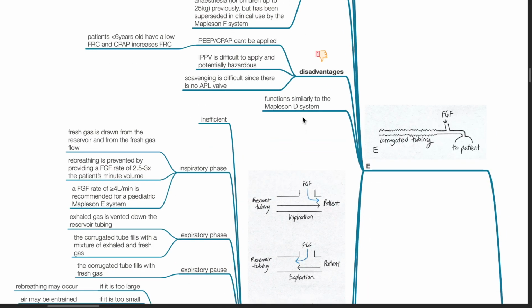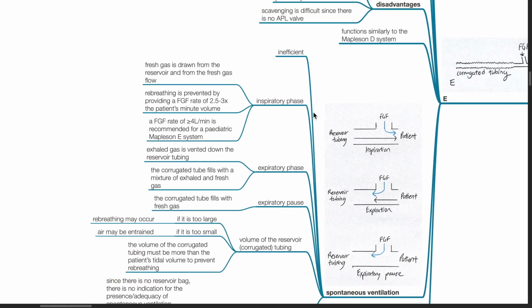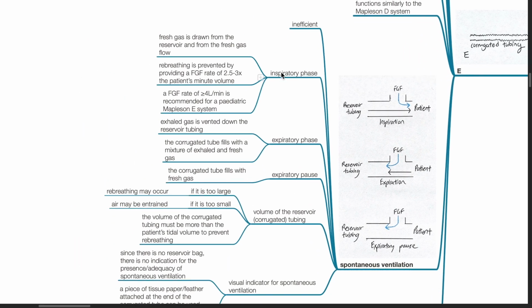The Mapleson E system functions similarly to the Mapleson D system. During spontaneous ventilation, it is inefficient. During the inspiratory phase, fresh gas is drawn from the reservoir and from the fresh gas flow. Rebreathing is prevented by providing a fresh gas flow rate of 2.5 to 3 times the patient's minute volume. A fresh gas flow rate of 4 liters per minute or more is recommended for a pediatric Mapleson E system.